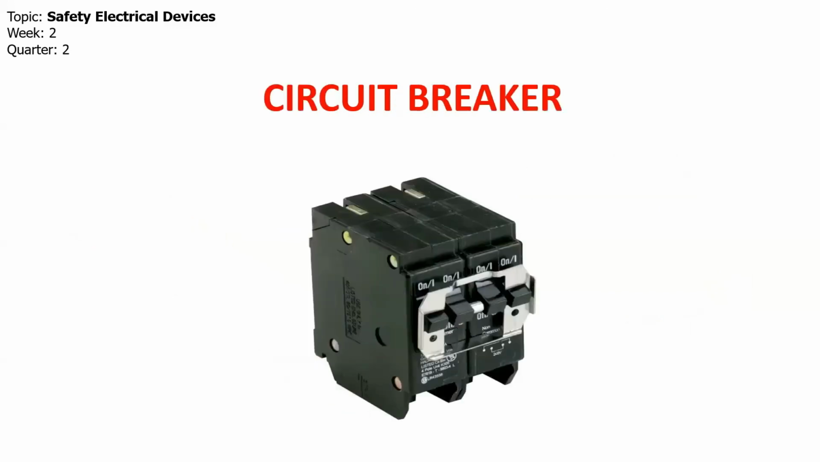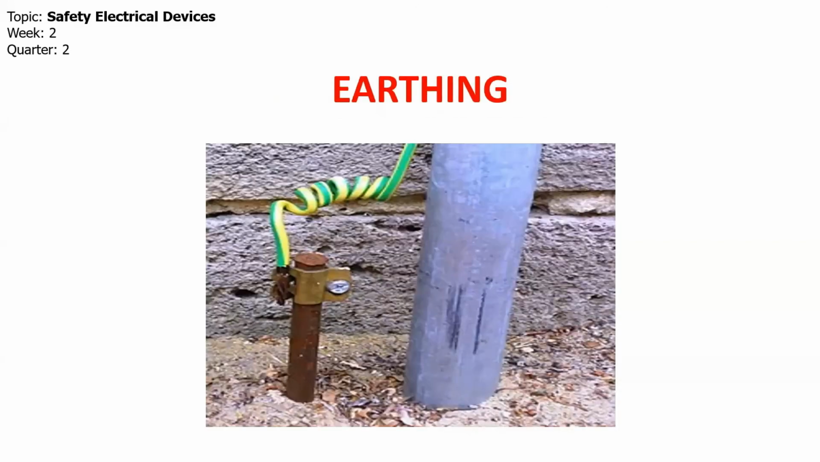Next one would be the circuit breaker. It has the same function with the fuse. Pero ang circuit breaker is advanced replacement. Mas advanced siya when it is compared to a fuse. Okay? It operates similar to the function of a fuse. So yun. Next one, we have earthing.